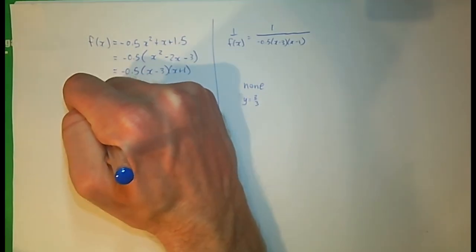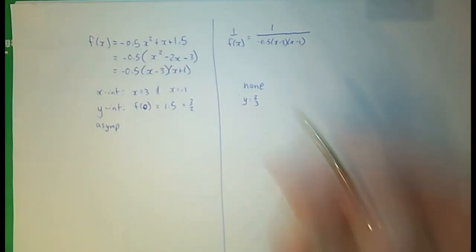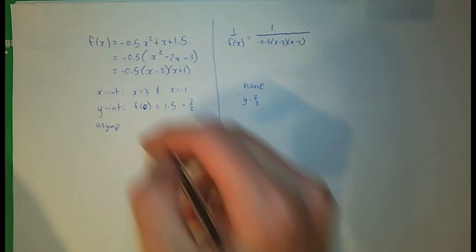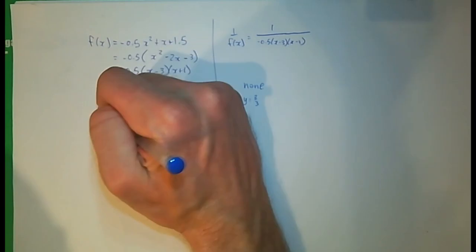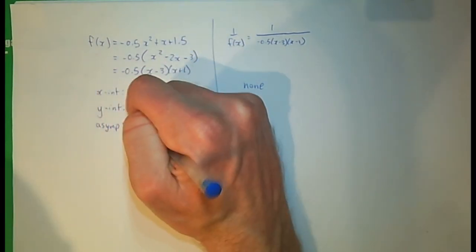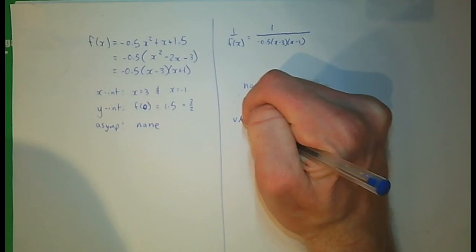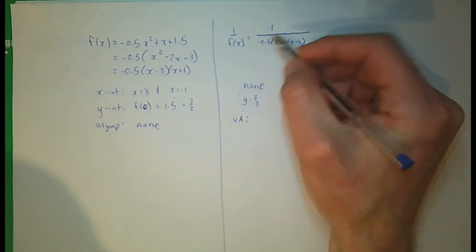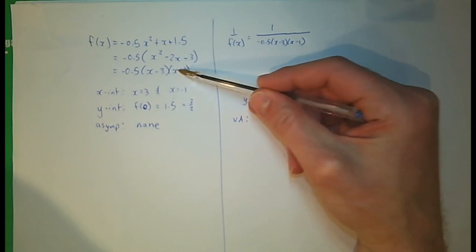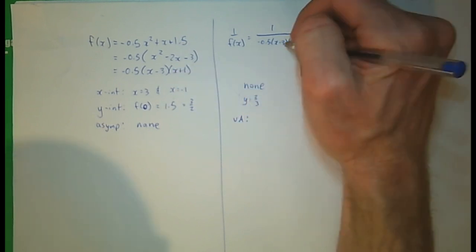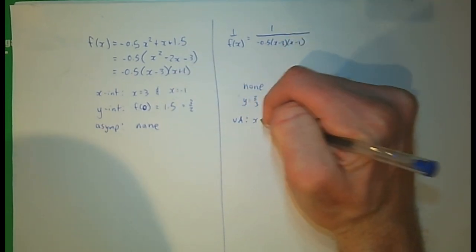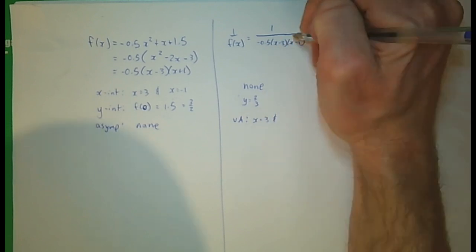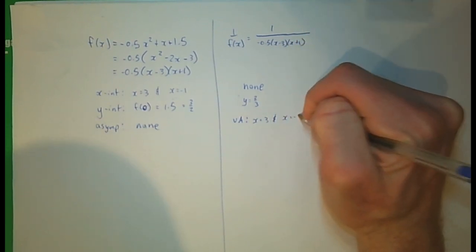Asymptotes. I'm assuming this means vertical asymptotes because there are no other ones involved here. For the original function there are none. For the reciprocal, we've got a vertical asymptote at the zeros of the other. So the zeros of this one are the asymptotes of that. So the vertical asymptotes are going to be at x equals 3 and x equals negative 1.